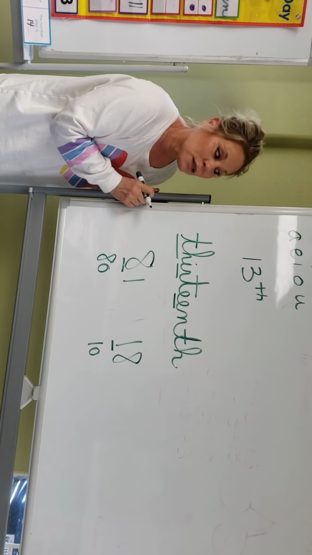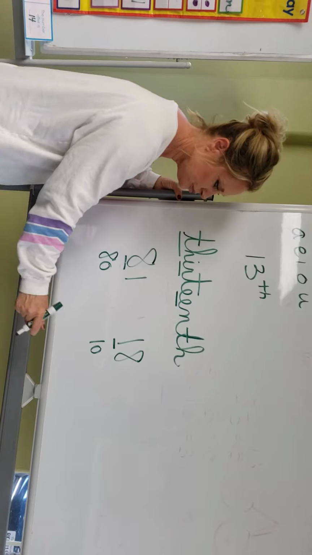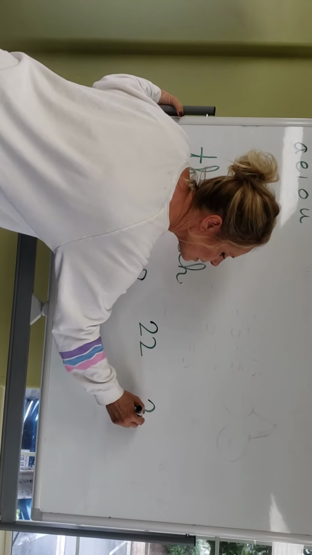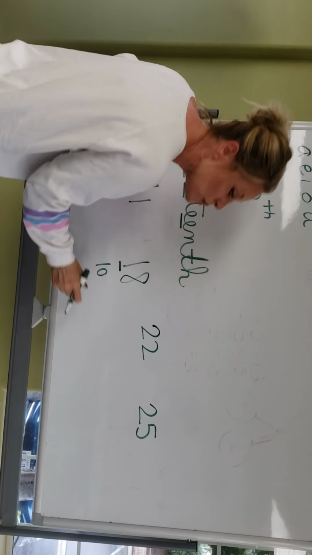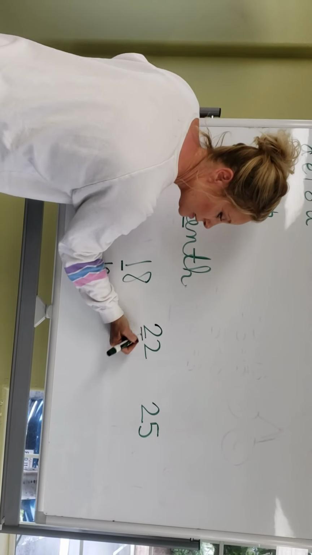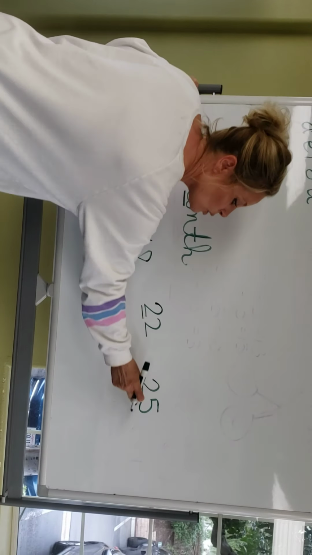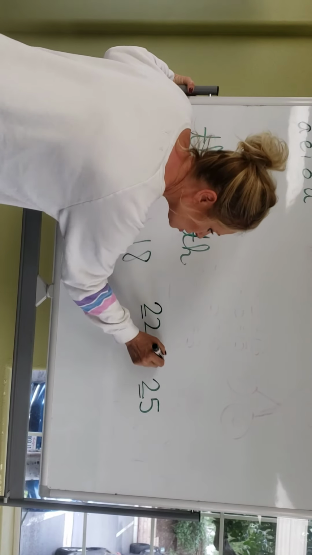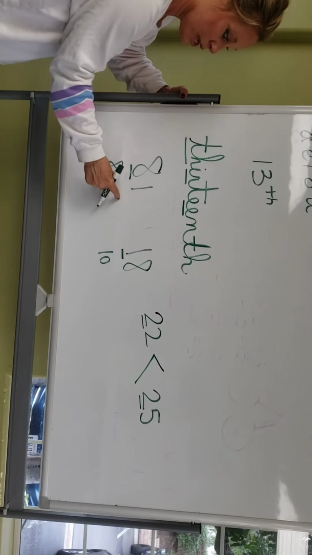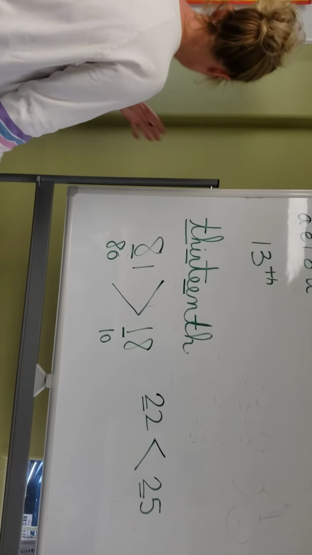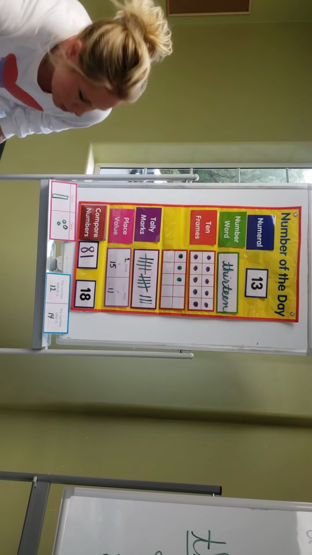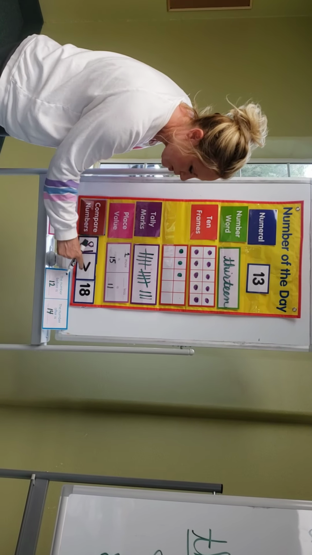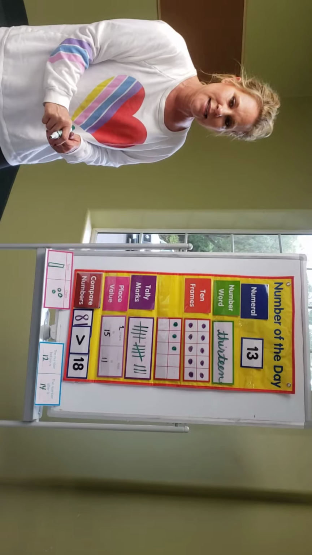We don't even have to look at the ones, unless we had 22 and 25, then we would look at the ones because there are 2 tens in both. But then we look at the ones, and 5 ones is greater than 2 ones, Miss Sandy. So we want to eat him, okay? Here, we want to eat him. So we are going to put the mouth towards 81. 81 is greater than 18, Miss Sandy.